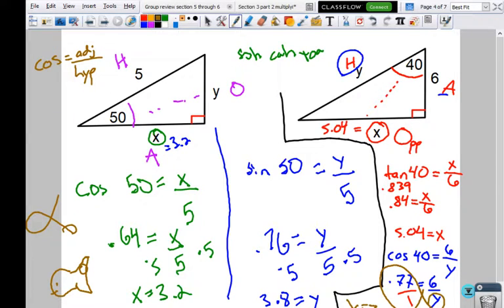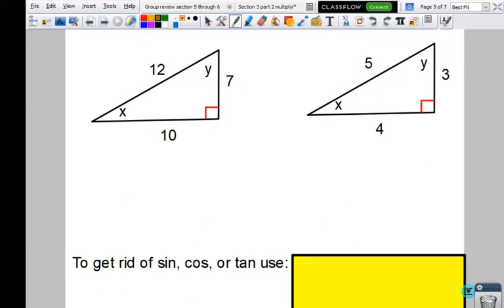All right. So far we found missing sides. What we can also do is find missing angles.